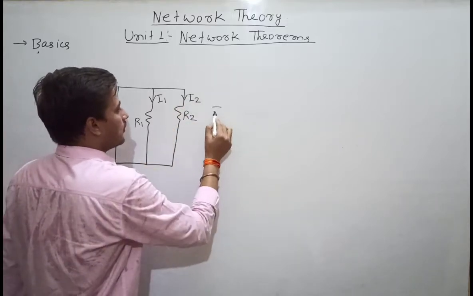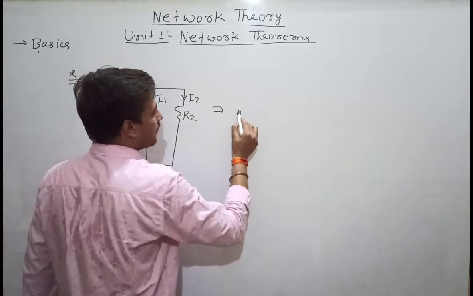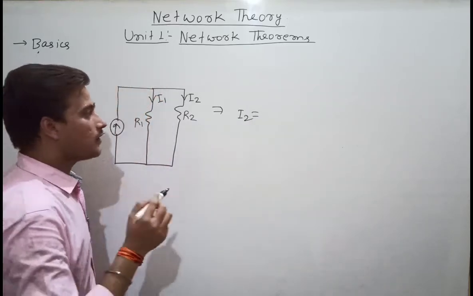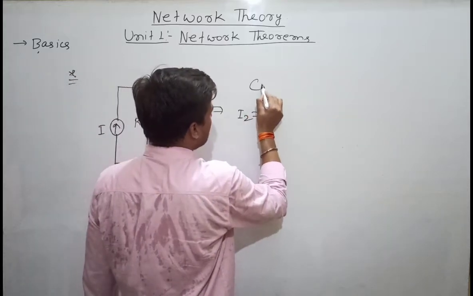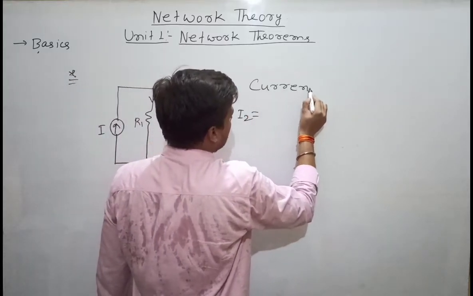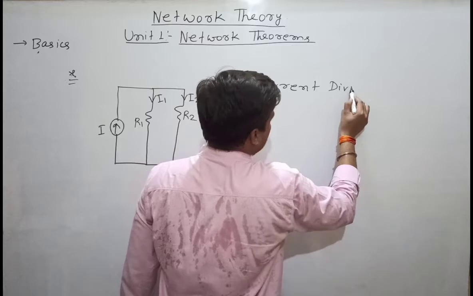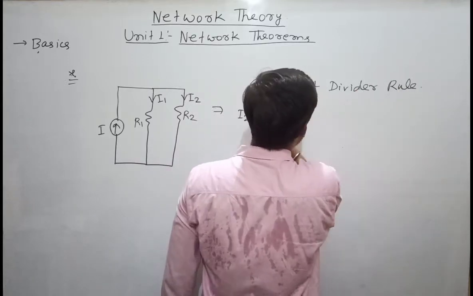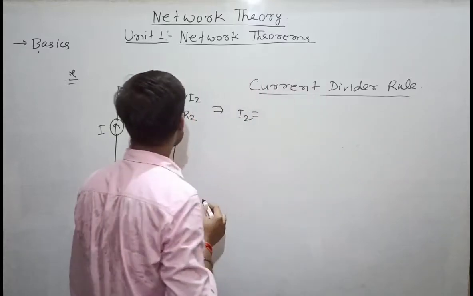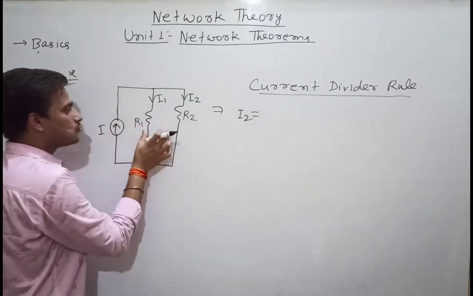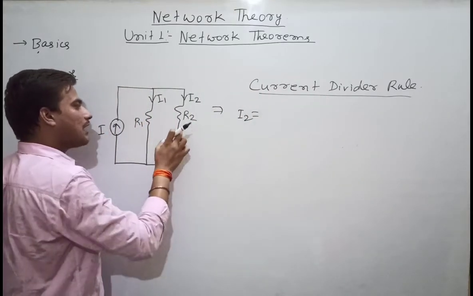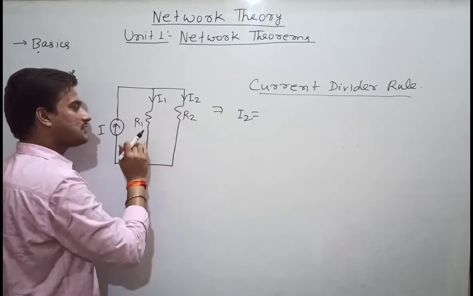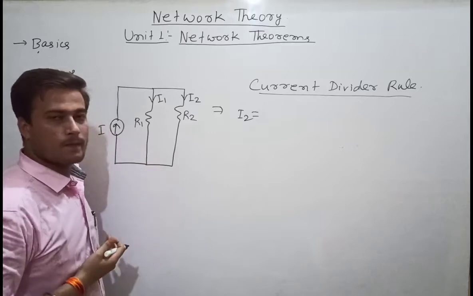Now if you have to find the value of I2, what will you have to do? You will have to apply the current divider rule. So what is the current divider rule? What happens to the current? See these two paths. The path having more resistance, current will be less. The path having less resistance, current will be more. Clear?